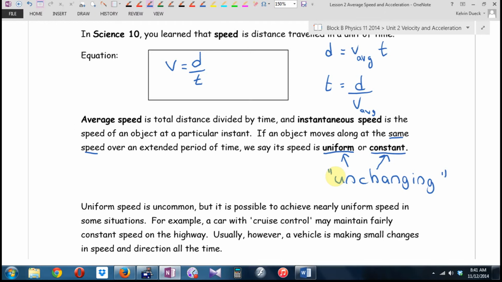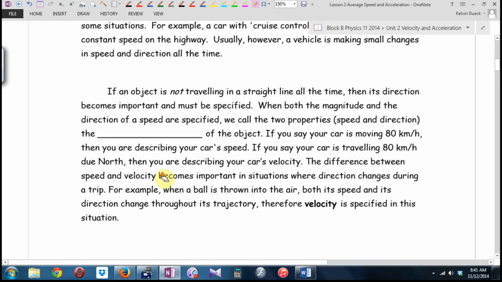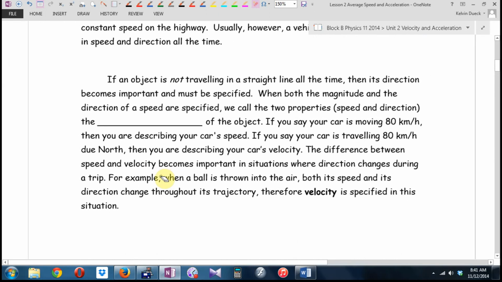Uniform speed is uncommon, but it is possible to achieve nearly uniform speed in some situations. Cruise control, I just said. Usually, however, a vehicle is making small changes in speed and direction all the time. What if you're not traveling in a straight line all the time? Well, then its direction becomes important and must be specified.